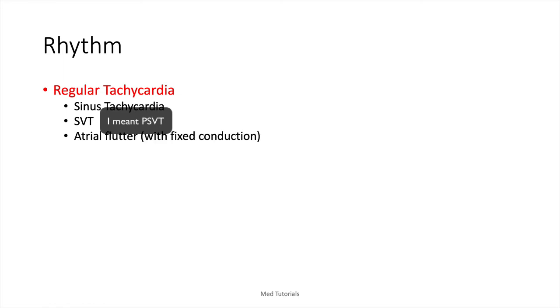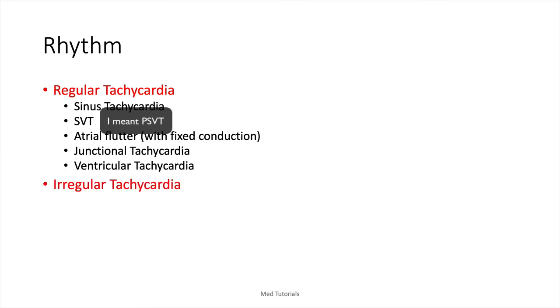Now in rhythm, is it a regular rhythm or is it an irregular rhythm? Regular tachycardias: sinus tachycardia is usually going to be a most regular tachycardia, and many of your supraventricular tachycardias can be regular. Atrial flutter with fixed conduction, say 2:1 or 4:1 conduction, is going to appear regular. Junctional tachycardias also will appear regular. Ventricular tachycardia usually appears regular.